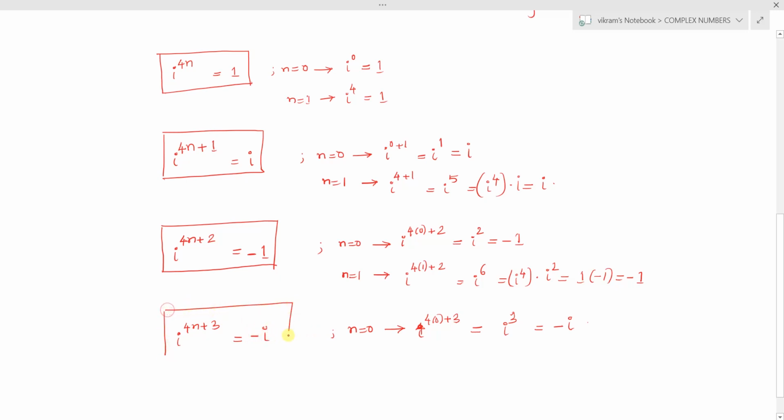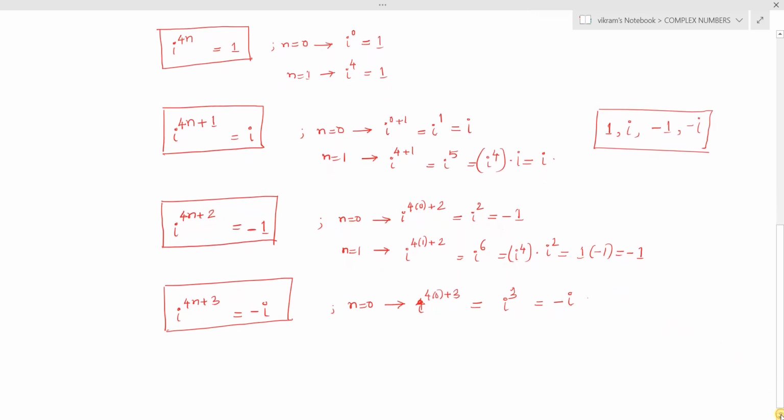So clearly, for every 4 multiples of the powers of iota, the same values will repeat. The values repeat as 1, iota, minus 1 and minus iota. We can summarize in this manner: i^(4n) is 1, i^(4n+1) is iota, i^(4n+2) is minus 1, i^(4n+3) is minus iota.